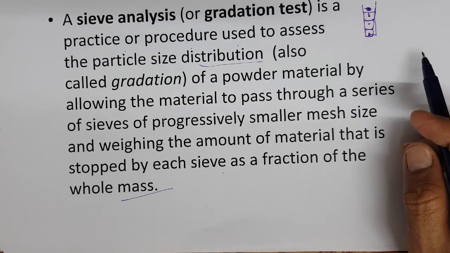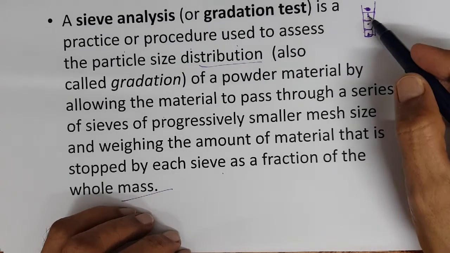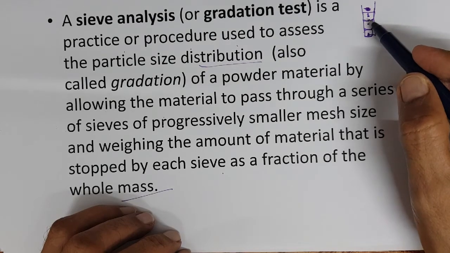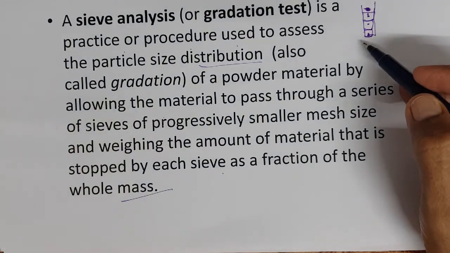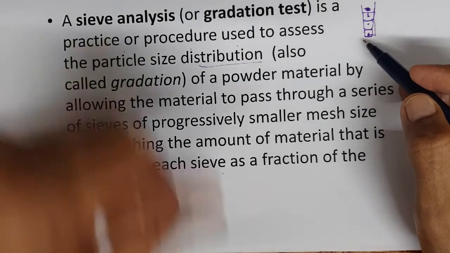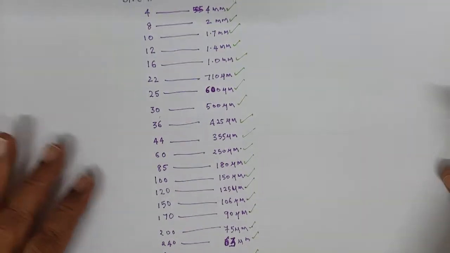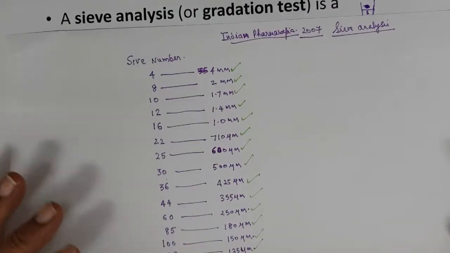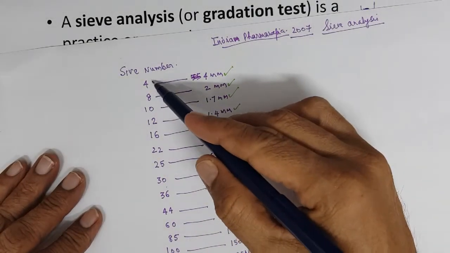Now, the Indian Pharmacopoeia has specified this, right? This is the sieve number, and this is the micron size. If a powder has passed a particular sieve number, it is less than that micron size. That is why it has passed that sieve number. So this is the typical table from the 2007 Indian Pharmacopoeia. So these are the sieve numbers.